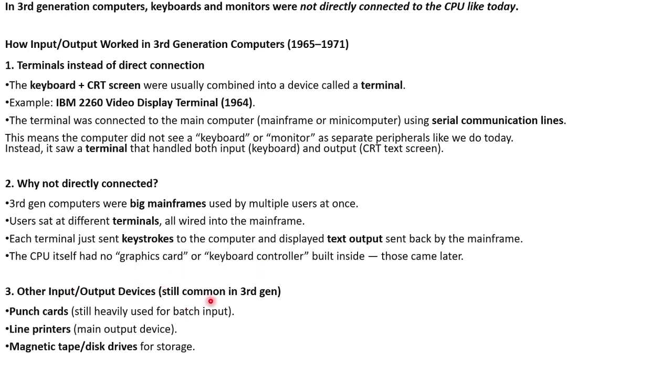Other input-output devices were still common in the third generation. Punch cards were still heavily used for batch input, line printers were the main output device, and multi-tape and disk drives were used for storage. Hence, we can say that in this third generation computer era, we started using keyboards and monitors, leaving behind punch cards for input and line printers for output. Although punch cards and line printers were heavily used in this era, this is the era where we started using keyboards and monitors for the input process and output process.